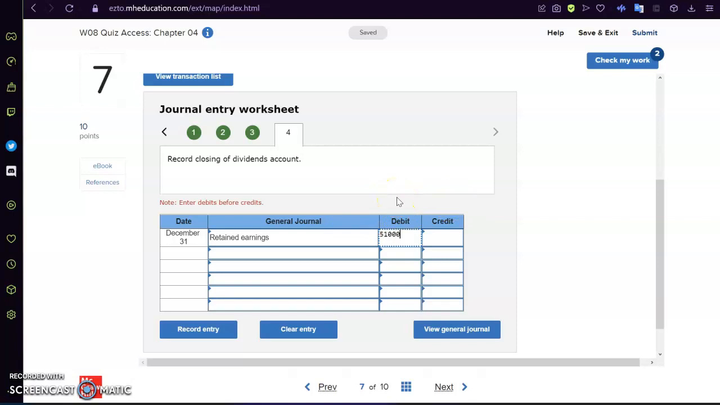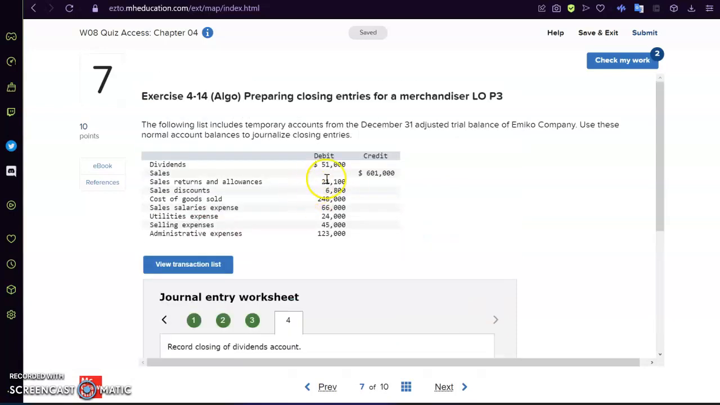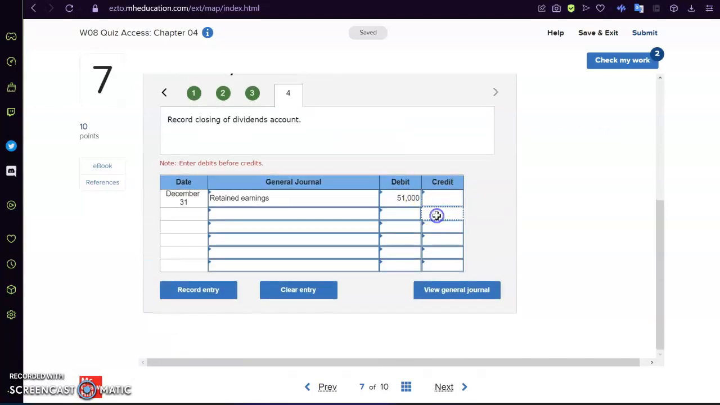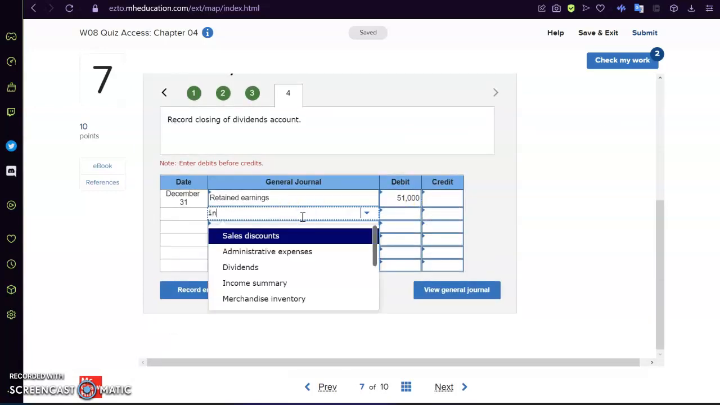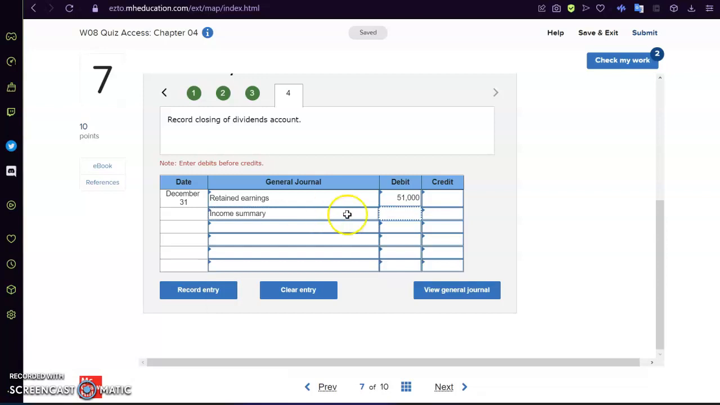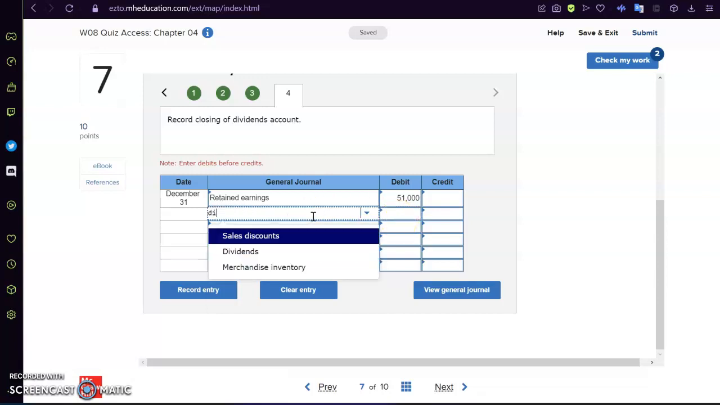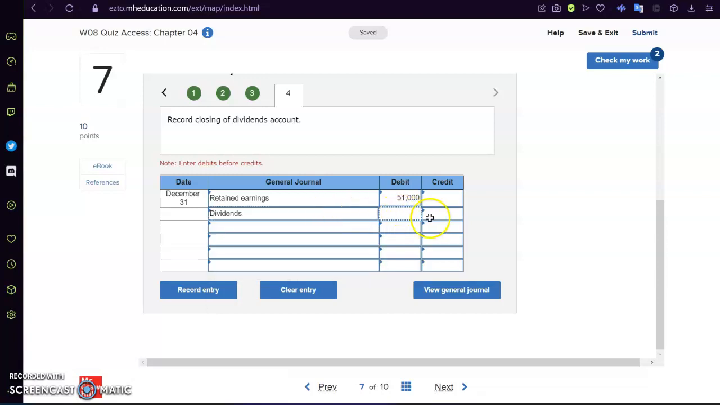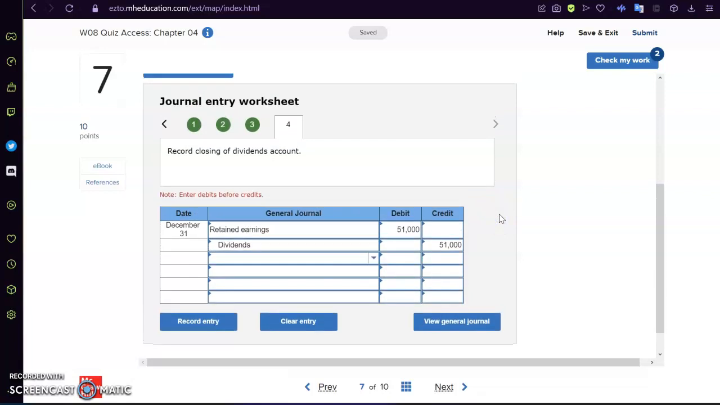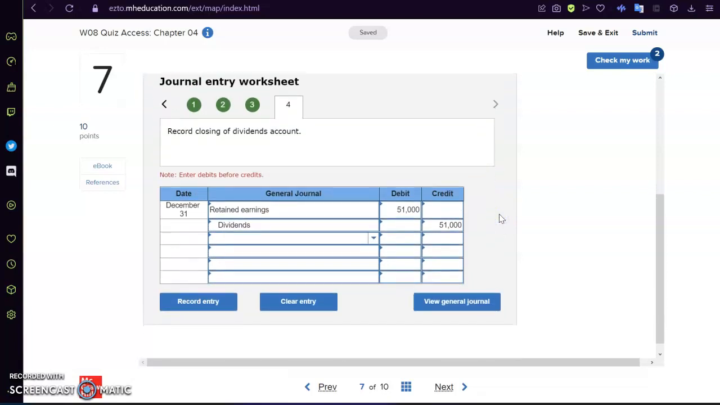So you have 51,000 for the dividends here, and dividends, since you're closing the dividends account, and there it is. And that would be how you close the dividends account.